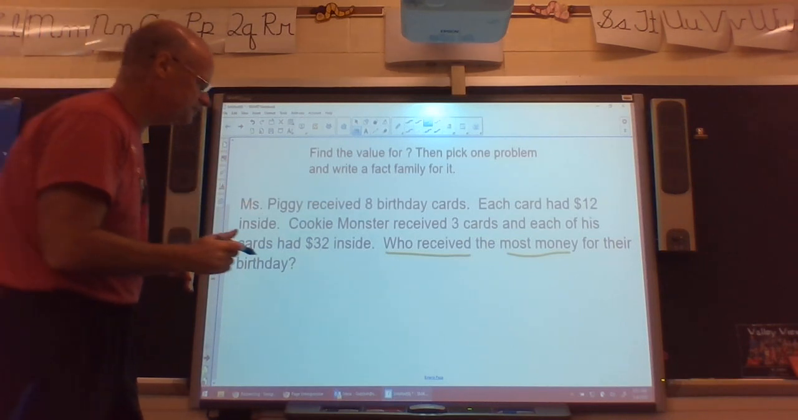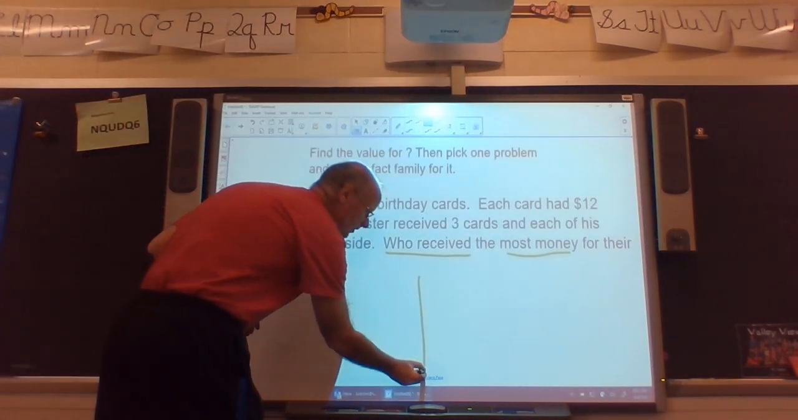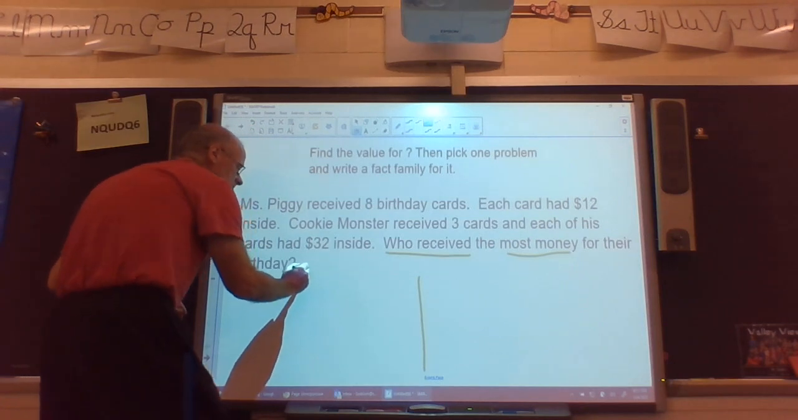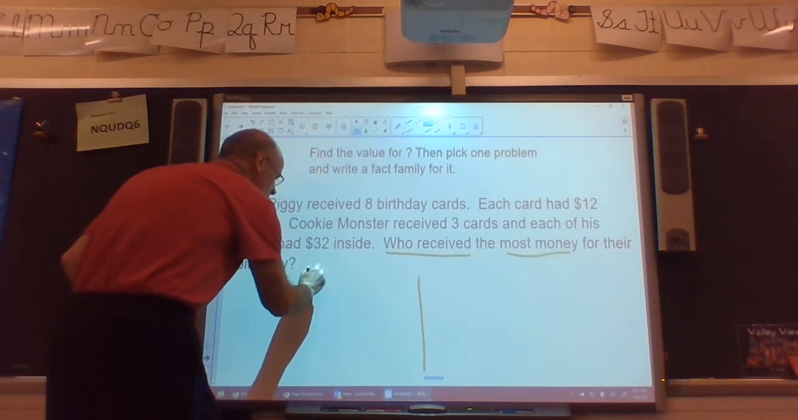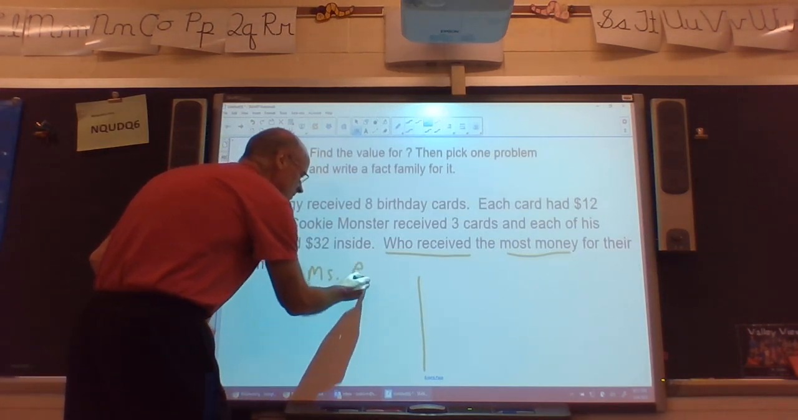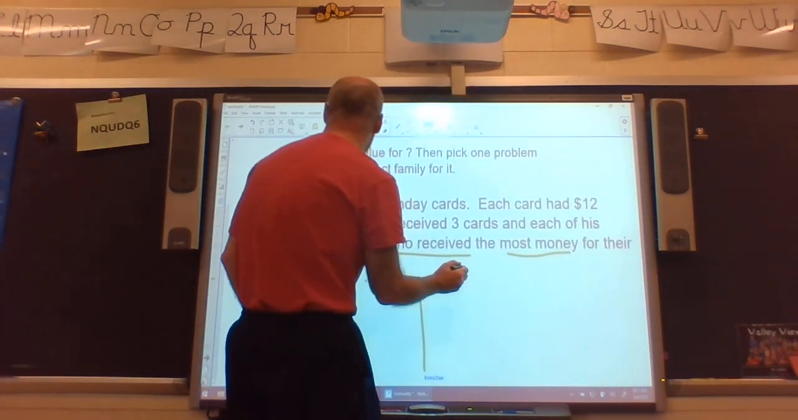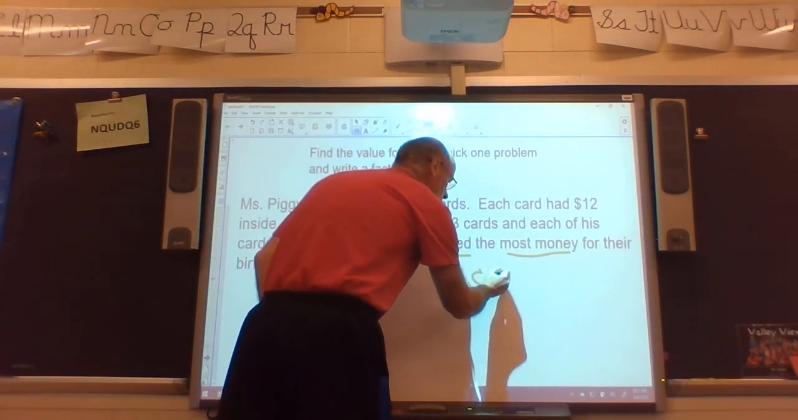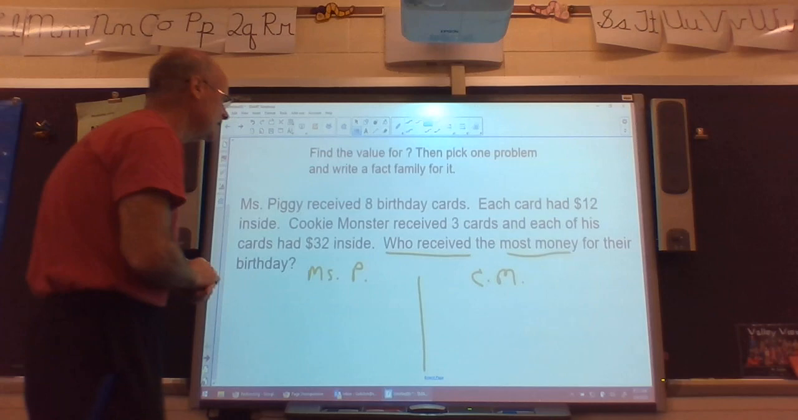So I have 2 people, so I'm going to divide my paper into 2 pieces. I'm going to put P for Miss Piggy here. I'm going to put down CM for Cookie Monster on this side.